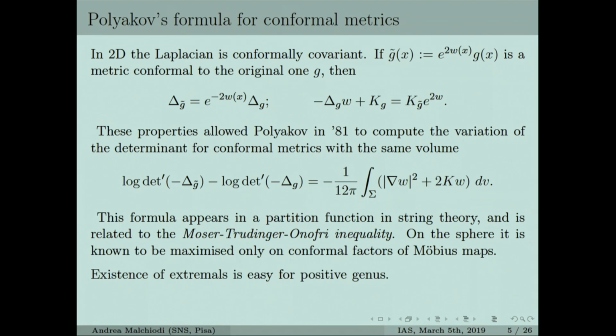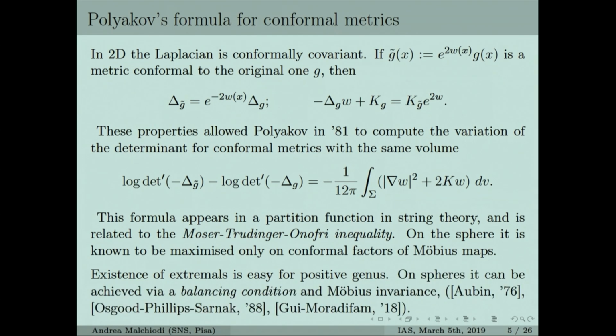So for positive genus, it's quite easy to find extremals. If you fix the volume, which is the integral of the exponential of u, the function just becomes anti-coercive and it's easy to maximize. And on the sphere, you can exploit, in fact, the Möbius action. This was done by Aubin and Osgood, Phillips, and Sarnak, with a recent sharp inequality by Guillaume Moradi-Pham.